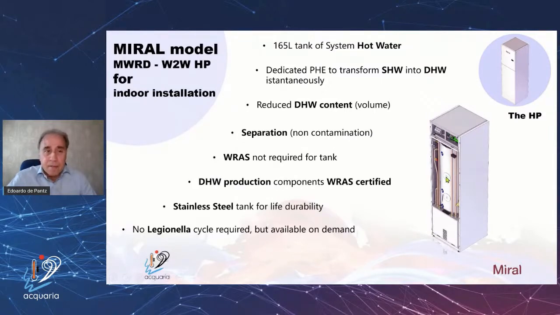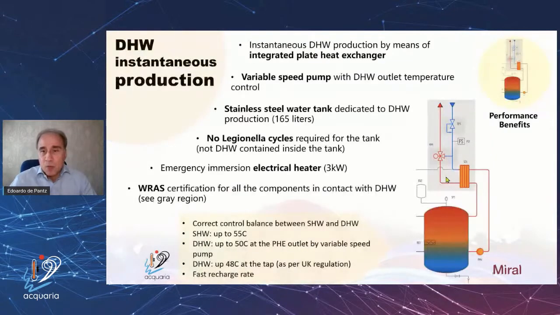And let's see the next. How it works. This is how it works, the domestic hot water production. So basically, this is a simple operative cycle of the domestic hot water. As you can see, the tank, there is the external heat exchanger.